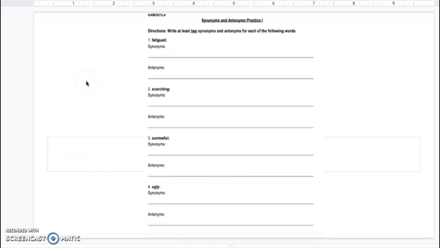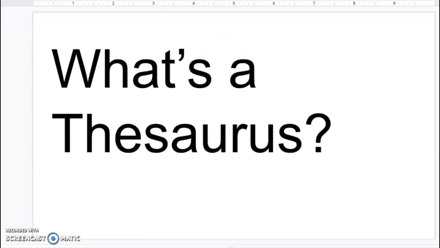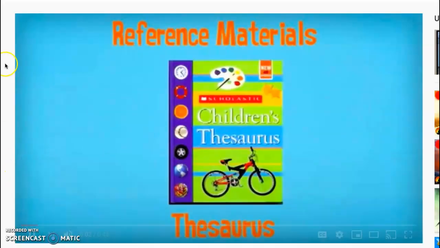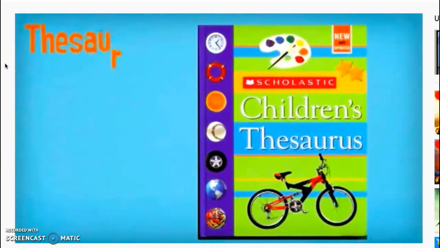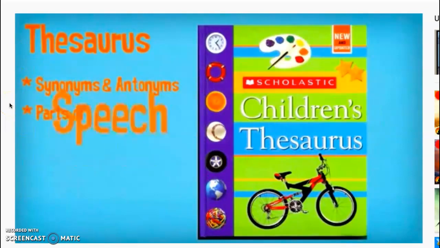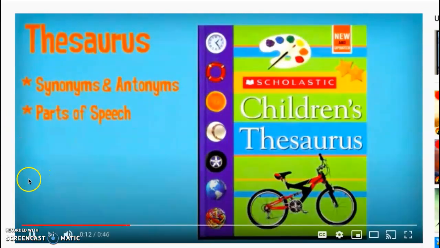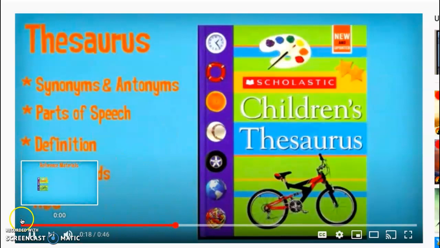One really handy tool that can help you when you need to know a synonym or an antonym for a word is the thesaurus. What is a thesaurus? Let's find out. A thesaurus is mainly used for synonyms. Sometimes they can have antonyms. They also tell you the parts of speech, just like a dictionary, and the definitions. They use guide words, and they're in alphabetical order.